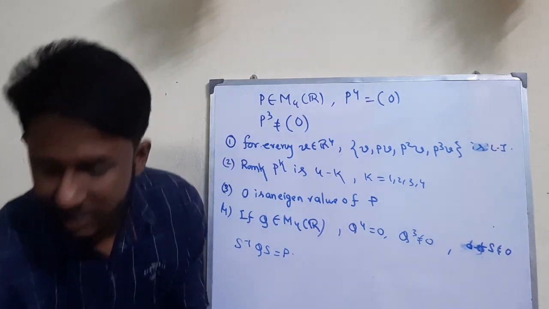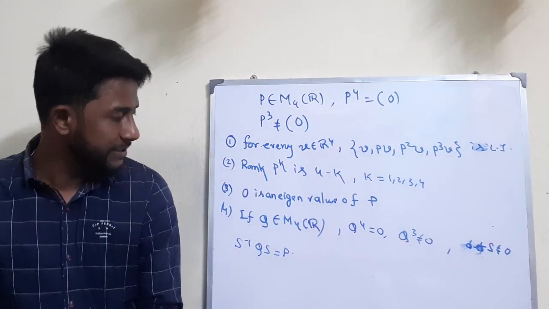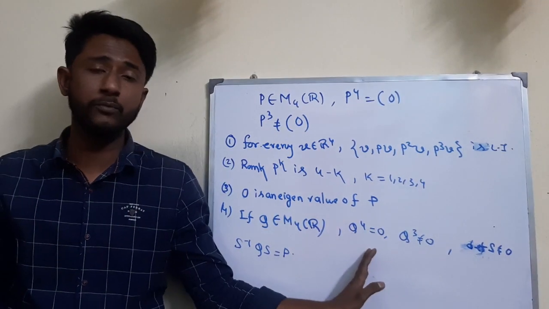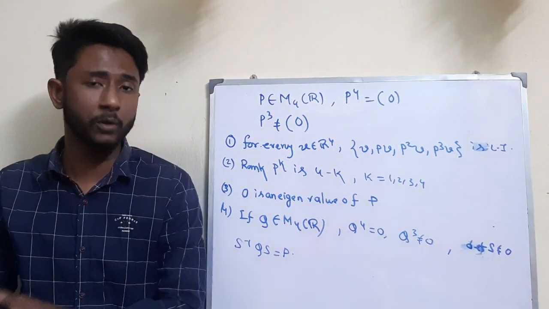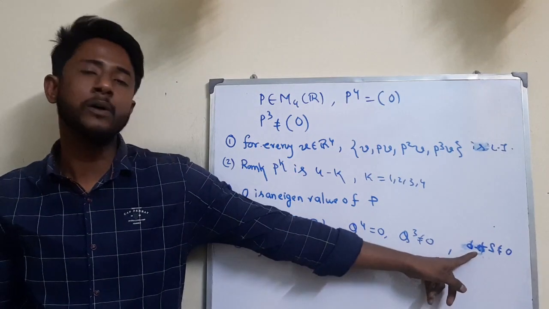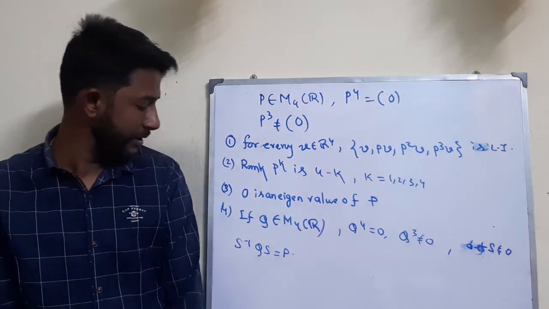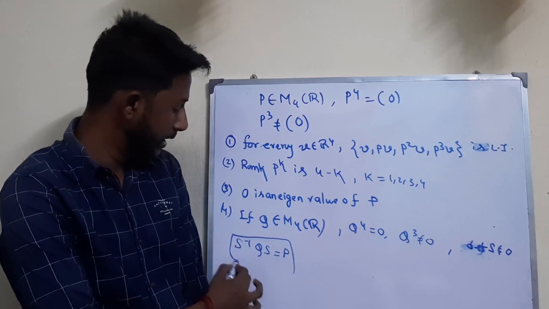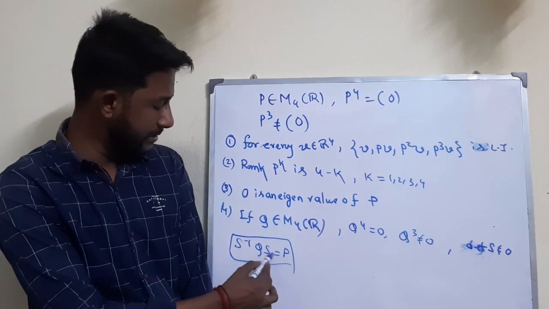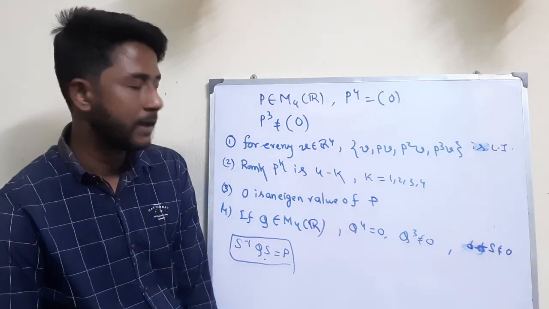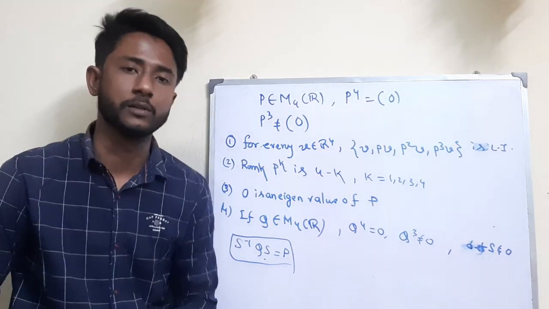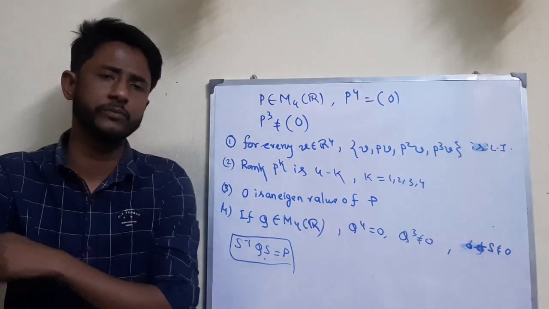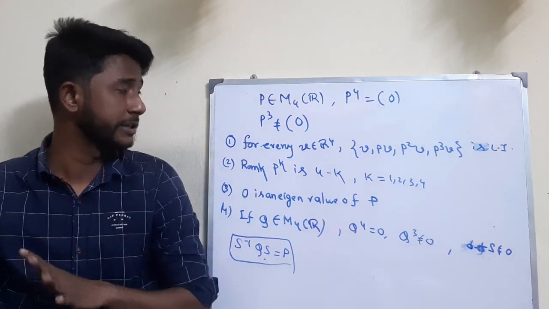Okay. Now let me explain the options. This option says that if there exists a 4 cross 4 matrix Q such that Q to the power 4 is 0 and Q cube is non-zero, and there exists a non-singular matrix S such that S inverse QS is equal to P, it means that P is similar to Q, right? Now we have to find the wrong option, that is the false option. We can solve this question very easily.